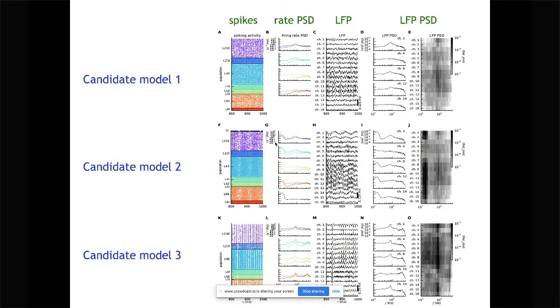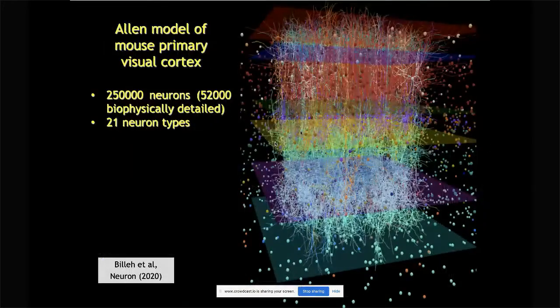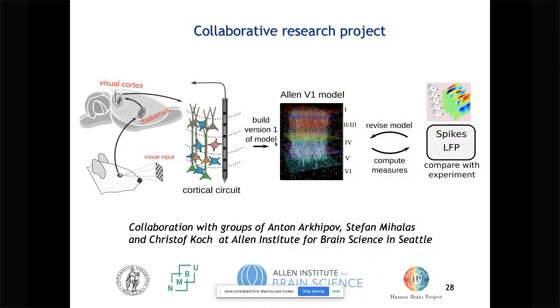So if you have, say, three candidate models with different network parameters, you get different spikes, different LFPs, power spectra, and so on. Then you can compare with experiments using some kind of metric and decide which is closest. And just to end, what Anton already talked about: we are now starting a collaboration to run this program on the Allen V1 model, where we focus on trying to explain the observed spiking pattern and the LFP and CSD pattern at the same time.